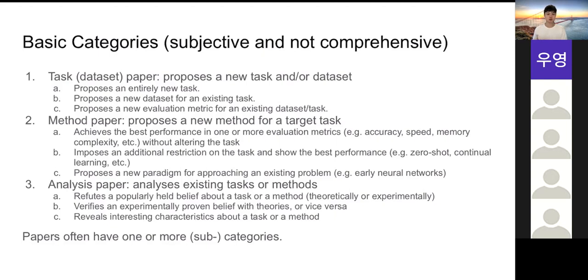But instead, you altered some aspects of the task so that you can have a new perspective on the task. Zero-shot is one case. Continual learning is another case, where you're learning one task at a time on the same model.